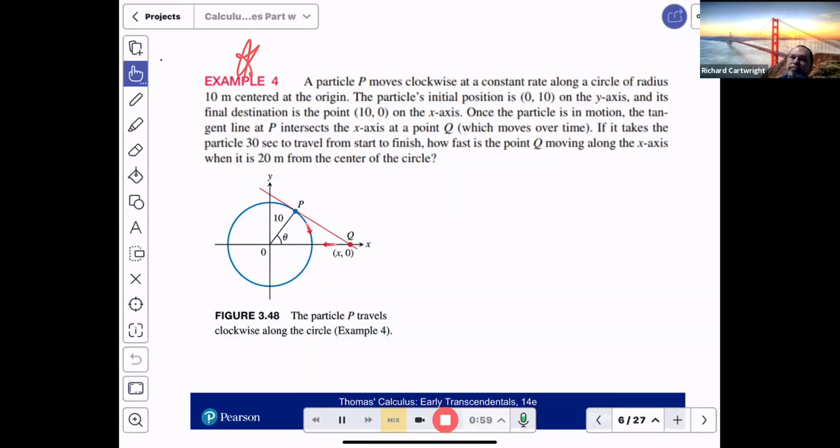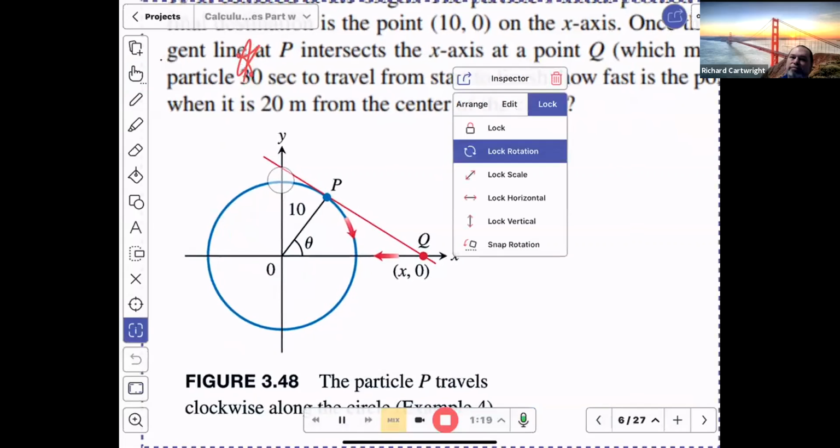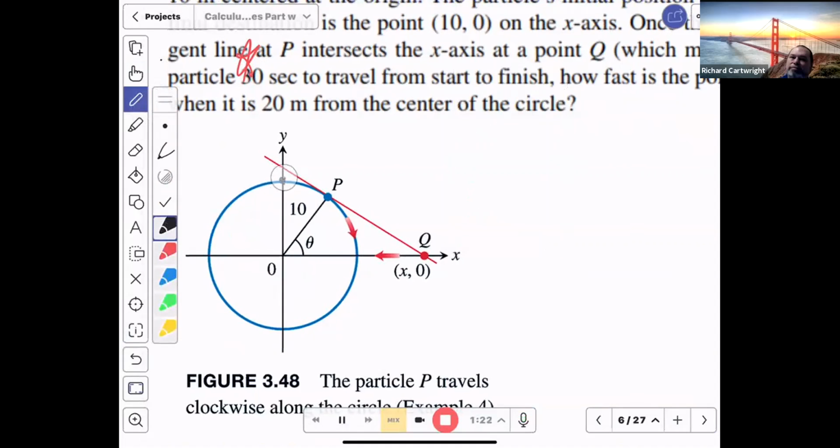Well, the thing is, you don't see the animation, and I wish this book would have had an animation for this picture. I'm going to describe it first. This is what I see. There is a point called P, and it's on the circle. And you're going to see where they describe P is starting up here. And P is moving that way.